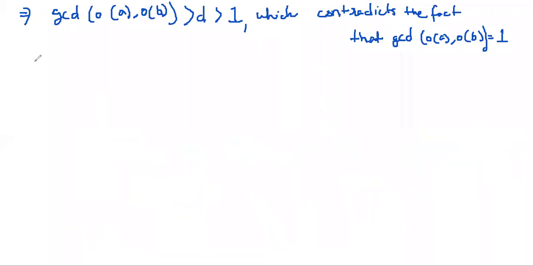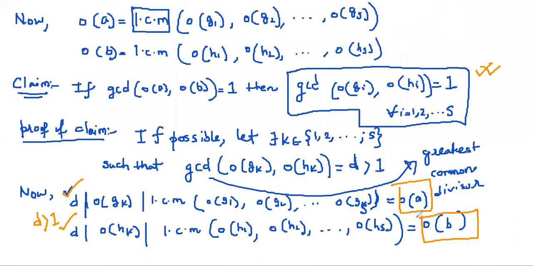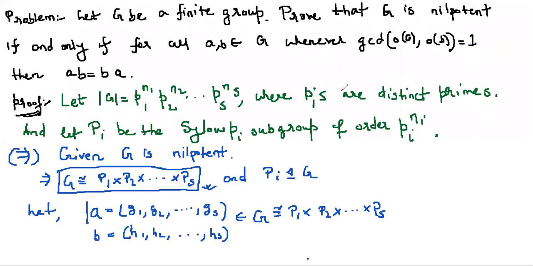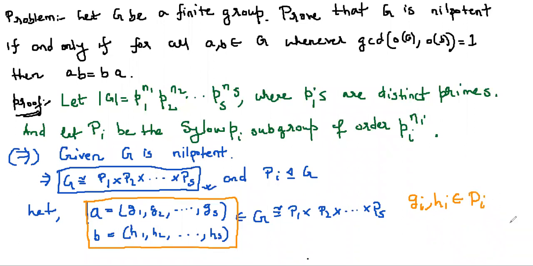Now see, Gi and Hi belong to which subgroup? Let me show you again. Where does AB belong to? A is an ordered pair G1 to GS, and B is an ordered pair H1 to HS. So where do you think each of the Gi's and Hi's belong? Which subgroup? Pi. Very good. It will belong to Pi. So let us remember this and see what we can conclude.